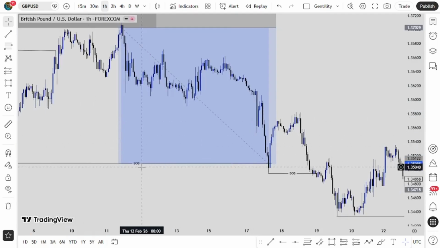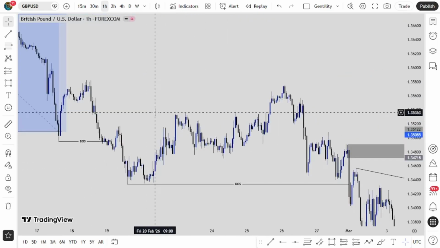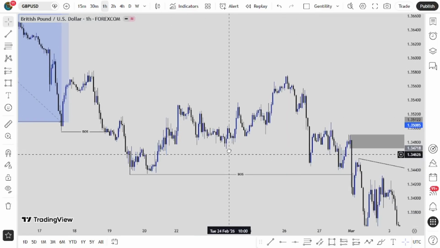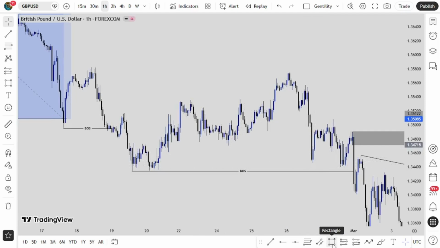Now, after this trade happened, this was another break of structure. Though I wasn't able to take this trade, let me show you why this particular trade was also a nice trade to sell from.